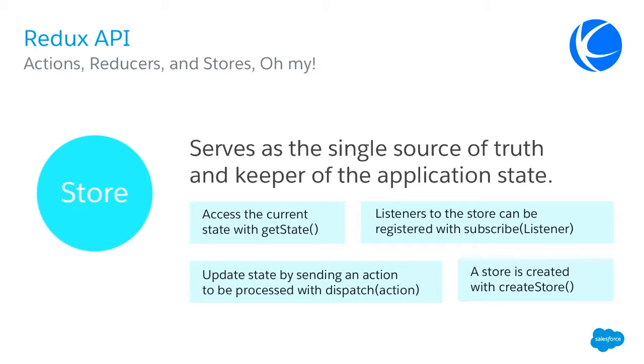Your store corresponds to the single source of truth in the three principles. It's a JavaScript object that is your entire application's state graph. You have a couple helper methods with this store. You have getState, which you can access to get the current state of your application. You have a subscribe method, which you can call with a listener. And whenever there's a change in the Redux store, it will call that listener as a callback.